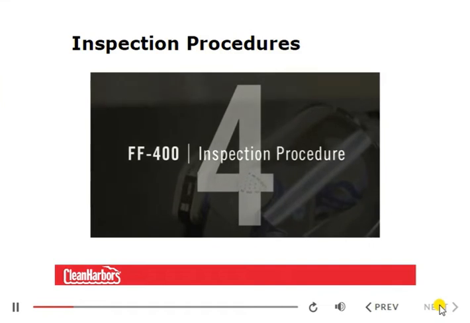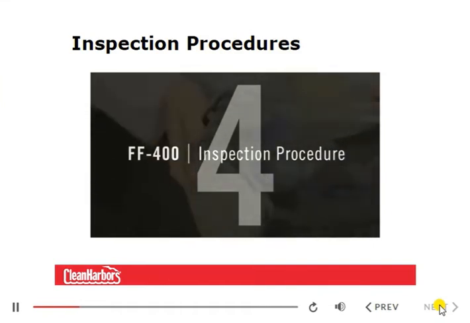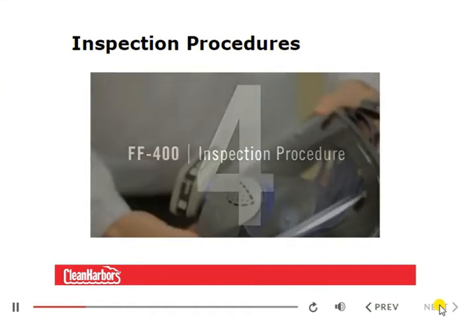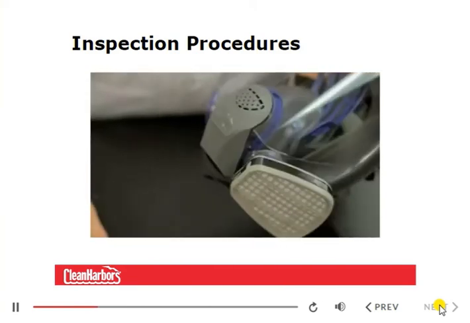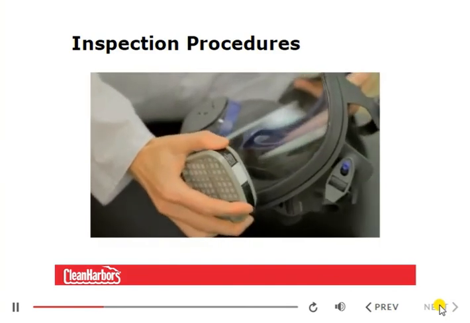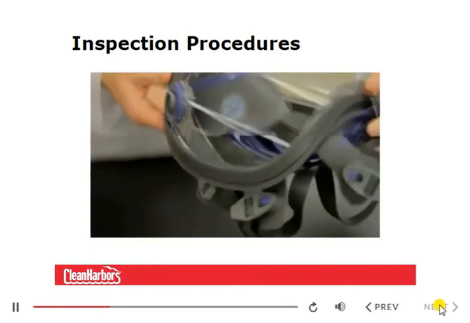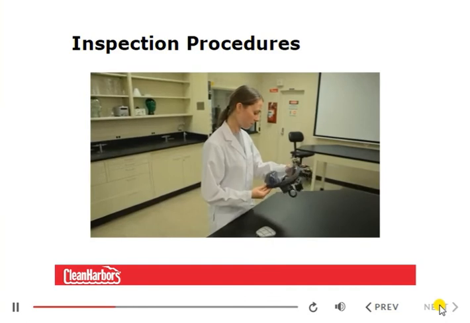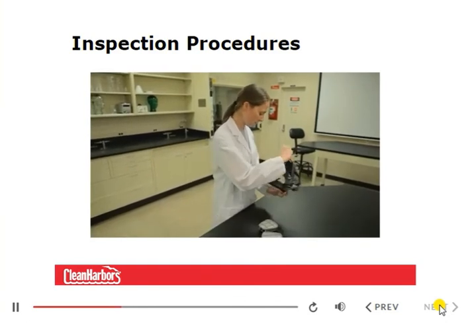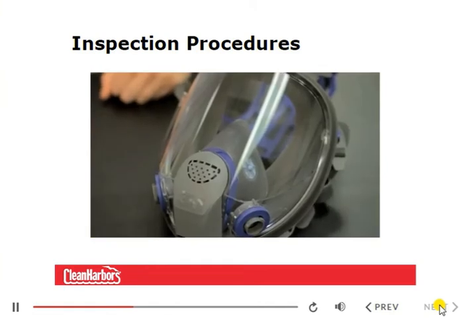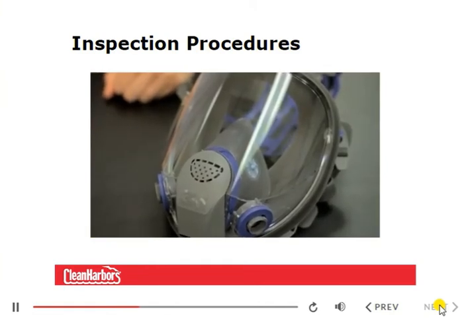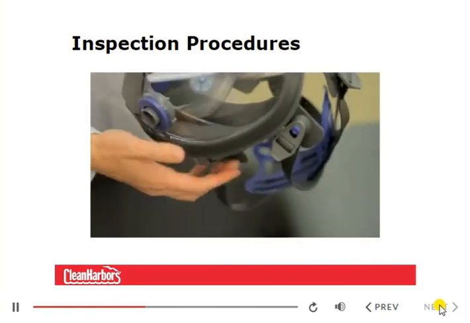Chapter 4. Inspection Procedure. Your respirator must be inspected before each use as well as during cleaning, in order to ensure that it's in good operating condition. Any damaged or defective parts must be replaced before use. Do not enter a contaminated area if parts are damaged or defective. To properly inspect the respirator, the following 9 procedures are recommended.